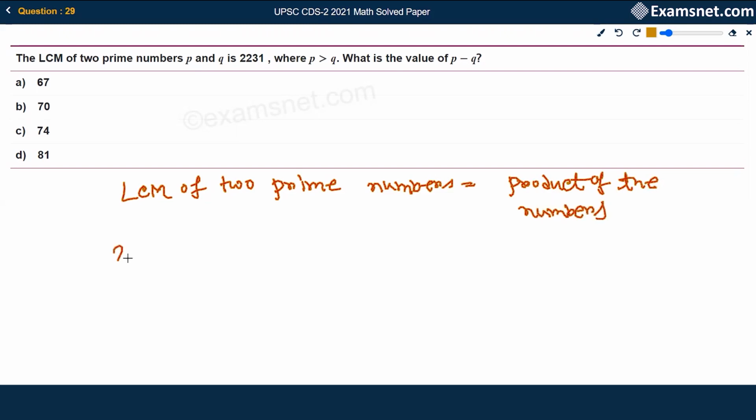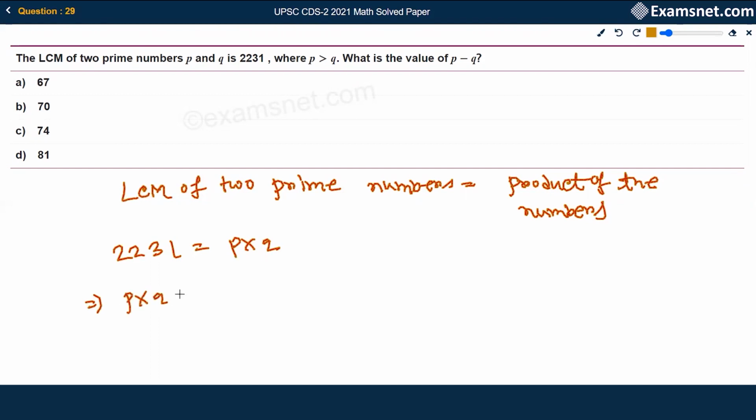Okay, so here 2231 equals P multiplied by Q. So how many possible options are there for the value of P and Q?